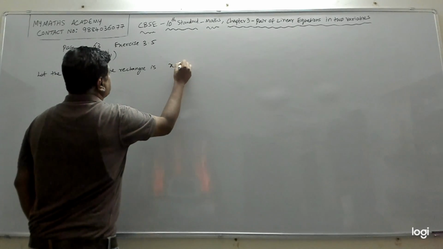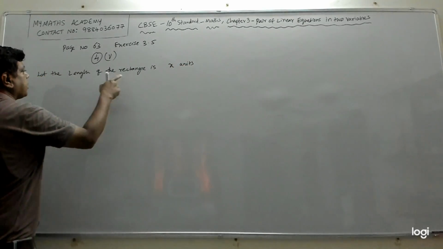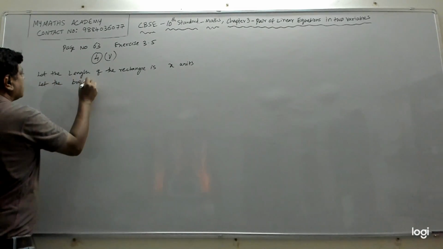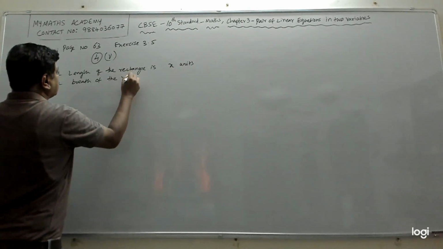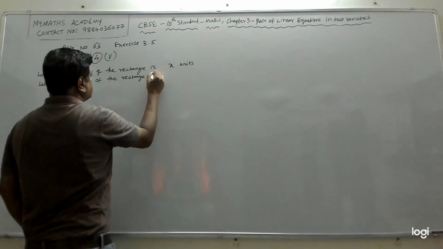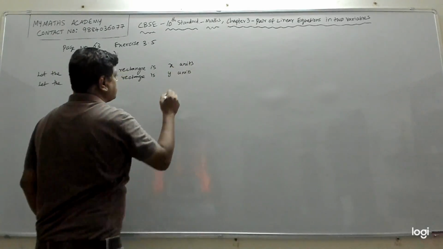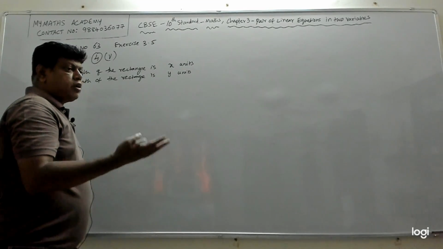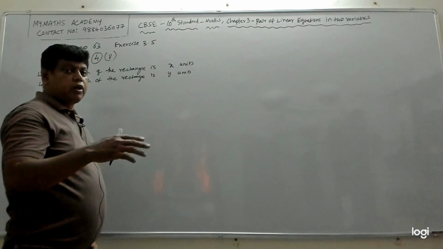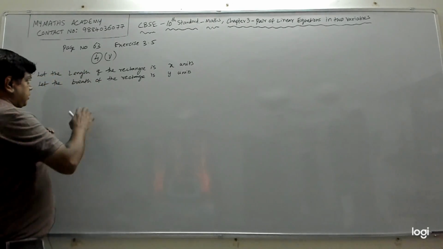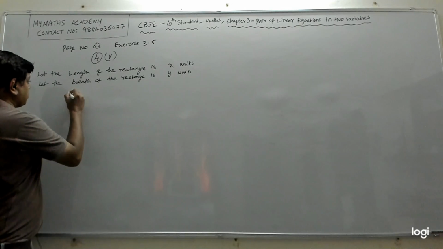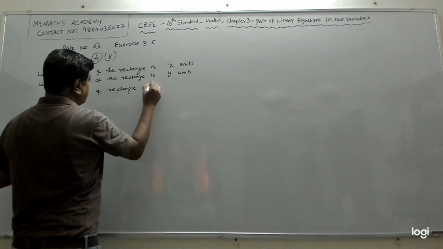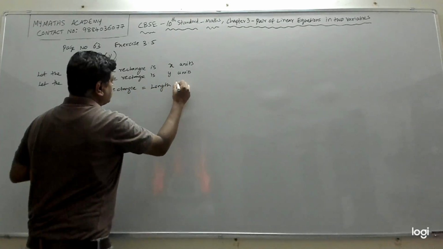is x units. We'll assume the length of the rectangle as x units, and we'll say let the breadth of the rectangle is y units. Whenever we have this area of the rectangle problem where the area is increasing or decreasing depending on length or breadth increasing or decreasing, then we need to write these statements: length you assume as x, breadth assume as y, then you say area of rectangle is what? Area of rectangle is given by length into breadth, L into B.